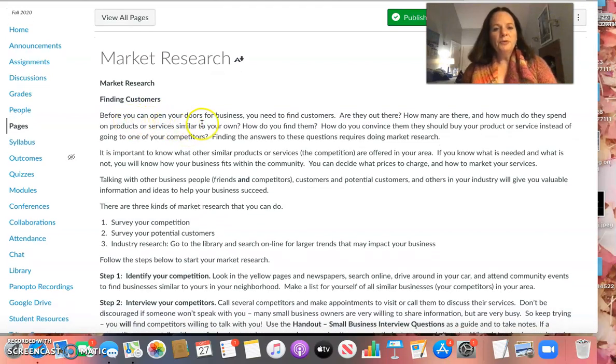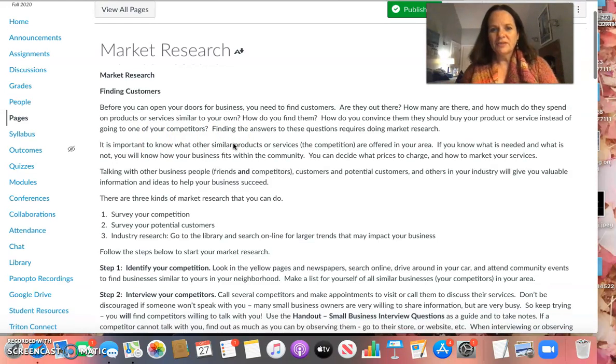Before you can open your doors for business, you need to find your customers. Are they out there? How many are there? And how much do they spend on products or services similar to your own? How do you find them? How do you convince them they should buy your product or service instead of going to one of your competitors? Finding the answer to these questions requires doing market research.